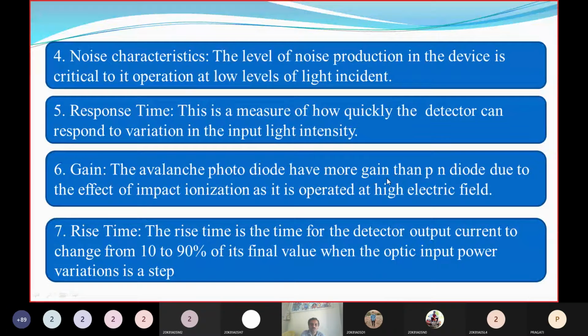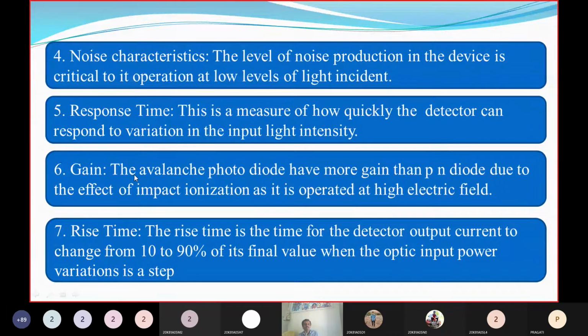Compared to the PN photodiode, the PIN photodiode has more gain. Sorry, the avalanche photodiode, the APD, has the highest gain compared to the PN diode. Okay, this is about the gain.